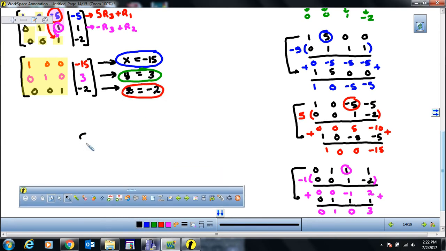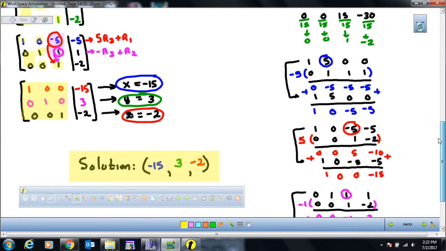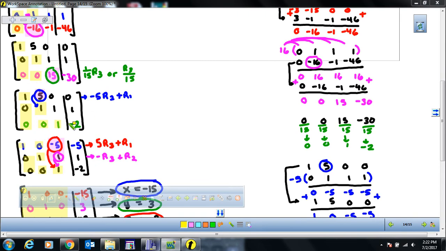So that means that the solution for this system of equations is going to be the ordered triple, x, which is negative 15, comma y, which is 3, comma z, which is negative 2. And this completes this problem. You could have done it with Gaussian elimination with back substitution by stopping right here and then writing the three equations and then substituting the z with the number negative 2 and then the whatever y you get into the first equation to find x.